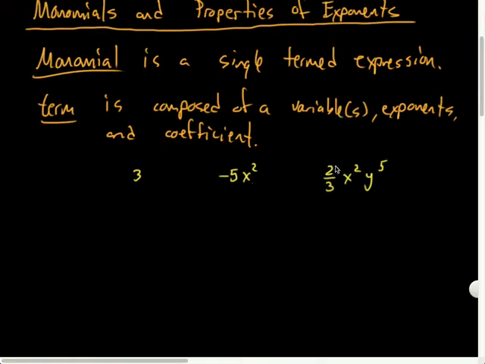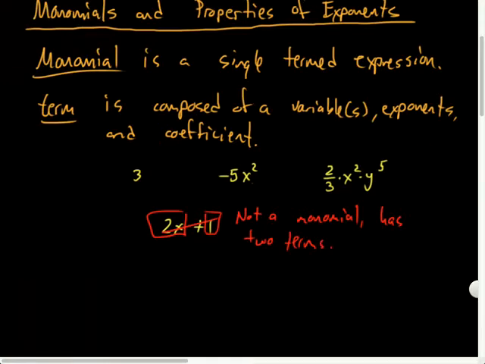So within a term, the only kind of operation I have going on between my variables is multiplication. I don't have addition going on. Once I have something like 2x plus 1, this would not be a monomial. This is in fact a binomial because it has two terms. Here's one term and here's another term. So terms are often in expressions separated by plus or minus signs. So this is not a monomial, because it has two terms.